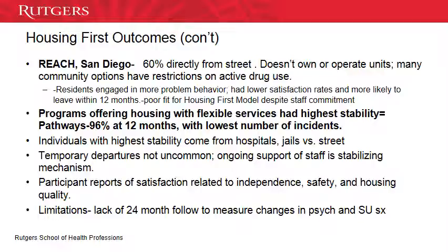So the study found that the program offering the greatest flexibility combined with permanent housing was Pathways, who had 96% retention at 12 months and the lowest number of incidents. Individuals with the highest levels of housing stability were from Pathways. They came directly from hospitals or jails or other institutions versus the clients in the DESC and REACH programs who came directly from the street.